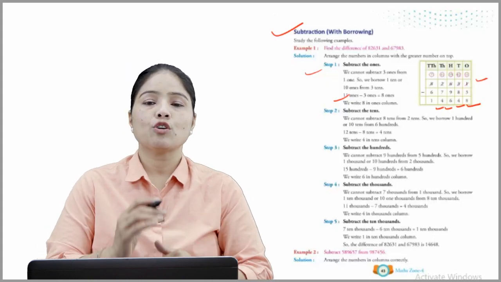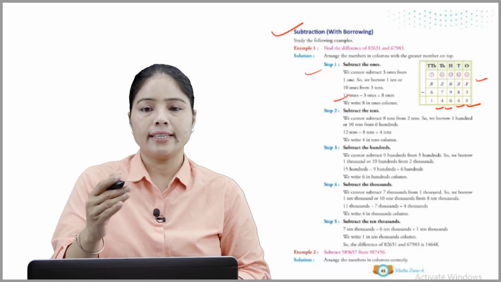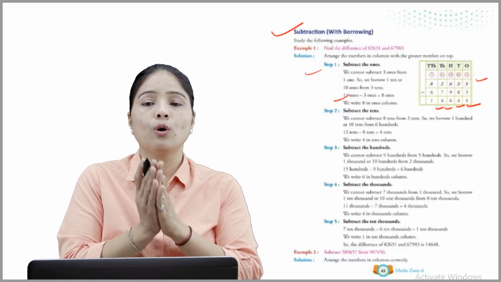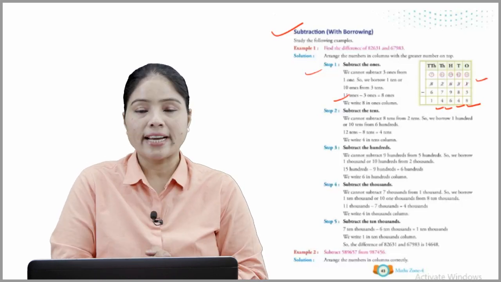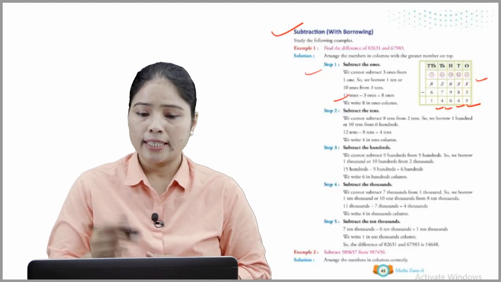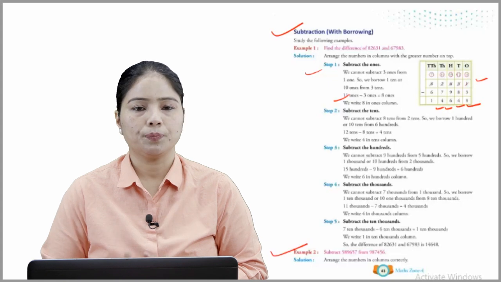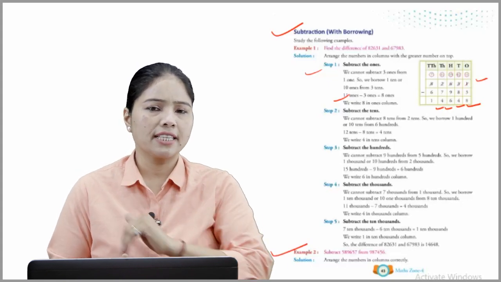So the difference of 82631 and 67983 is 14648. So this is how we just subtract with borrowing. Okay, I hope you understood. Now see the example number 2. Subtract 589657 from 987456.